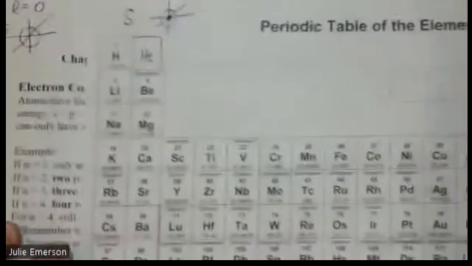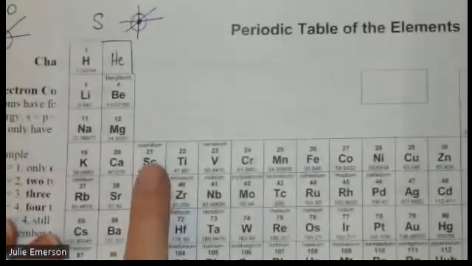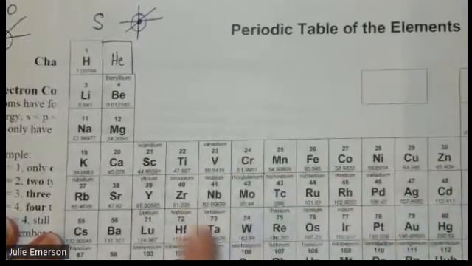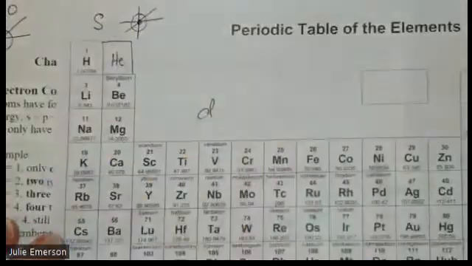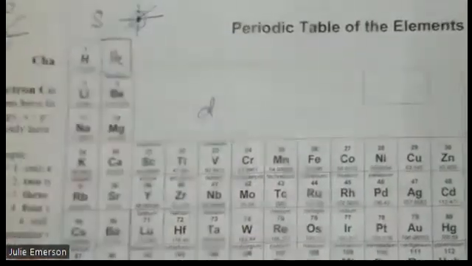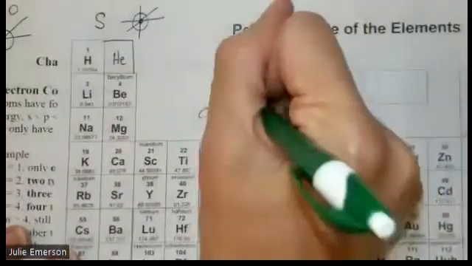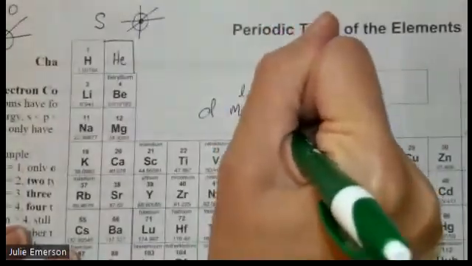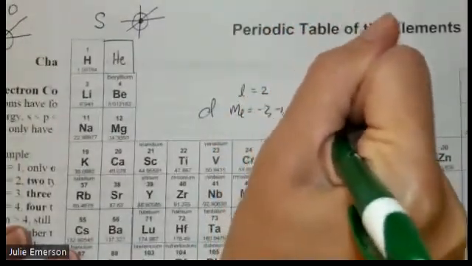When we go to the middle, if we start here at scandium, yttrium, and we go over to zinc, cadmium, this block right here, which we learned was the transition metals, corresponds to a D sublevel when your L value is equal to 2. So I'm going to write that up. L value here is equal to 2, which means that your M sub L values could be -2, -1, 0, 1, and 2.